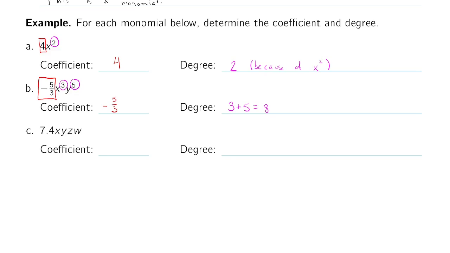Okay, last one. 7.4 times x times y times z times w. The only number we're multiplying by is 7.4, so the coefficient is 7.4. Each of the variables only appears once. That is, each variable, we're just taking the first power. And so the degree is 1 plus 1 plus 1 plus 1. Or we can just count. We have 1, 2, 3, 4 variable factors. And so the degree is 4.